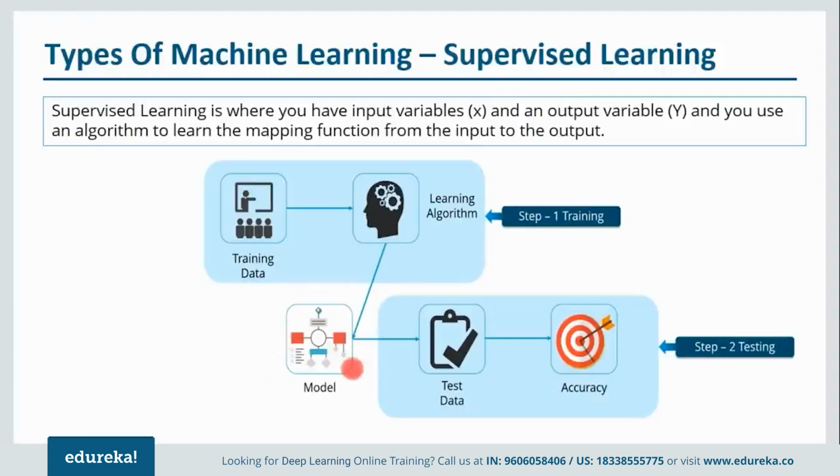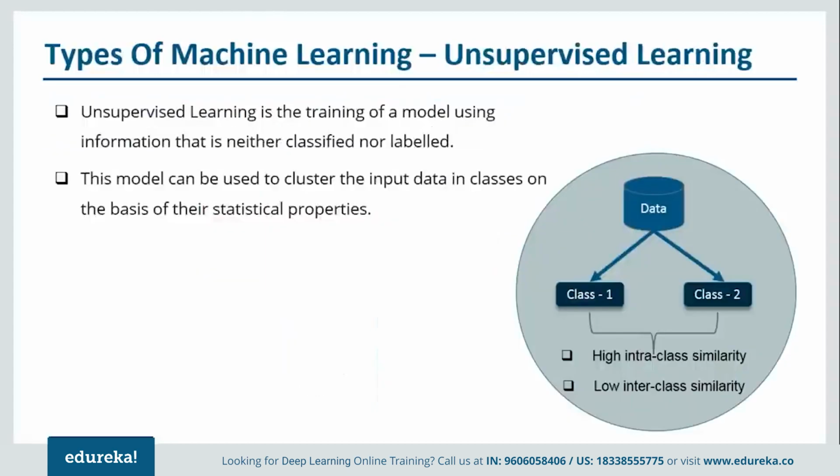Now in order to check this model to get the accuracy, you have test data. So you'll pass that test data and you'll see the accuracy. That is nothing but the actual output minus the output that is present in the test data. So with that you can get the accuracy. So this is all about supervised learning. So we'll move forward and understand unsupervised learning.